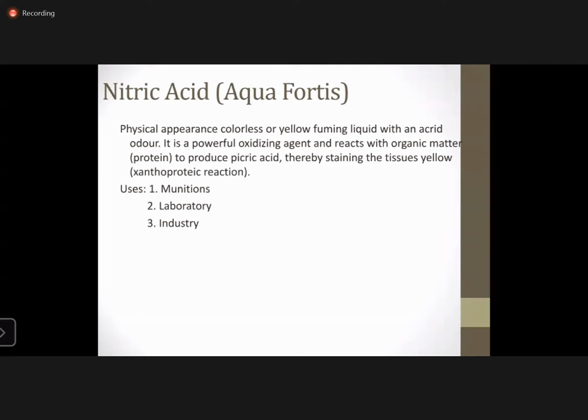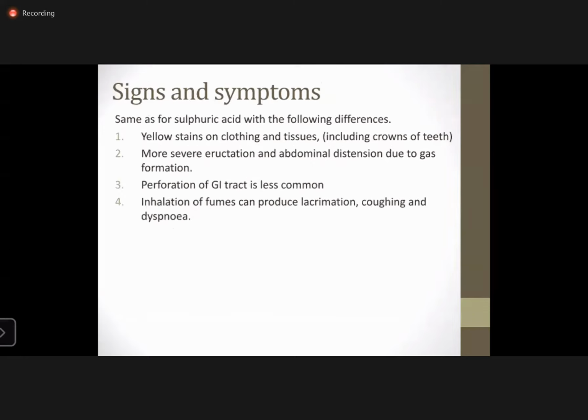It is a powerful oxidizing agent that dissolves all metals except gold and platinum. It is used also in the preparation of explosives and fertilizer, or to separate gold from alloys, etc. So you will see the signs and symptoms of nitric acid. You appreciate the signs mostly. Everything concerned with nitric acid, like hydrochloric acid, will follow.